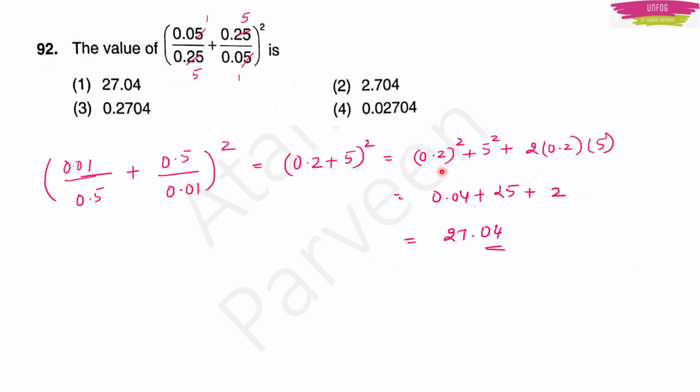I applied (a plus b) whole square. Here a is 0.2, b is 5. So if I apply (a plus b) whole square, I get 0.2 whole square plus 5 square plus 2 into 0.2 into 5. This is very simple, right? So my final answer after adding up 0.04, 25 and 2 is 27.04. So option 1 will be the correct answer.